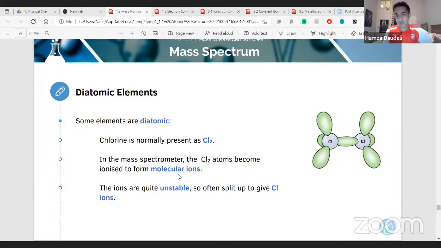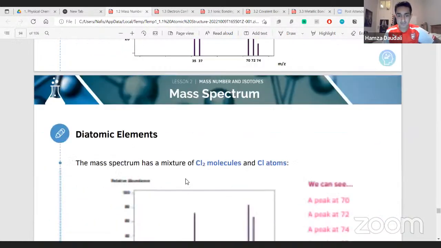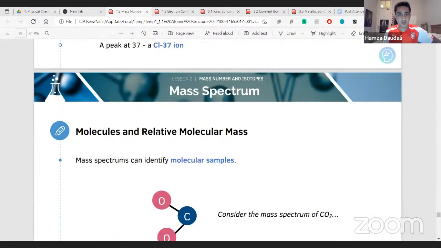So here we've got some elements that are diatomic. You'll have the peak at 35 and the peak at 37, but you'd also have the peaks where chlorine has not split up. So a peak at 70, a peak at 72, and a peak at 74. And you would have to be able to identify that.